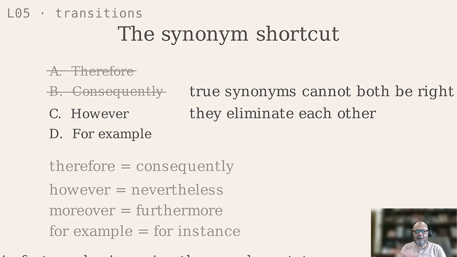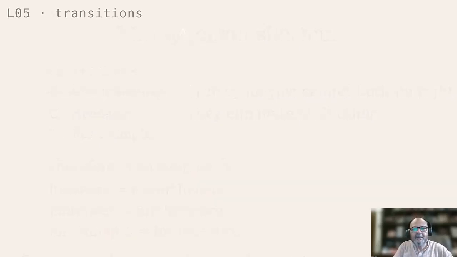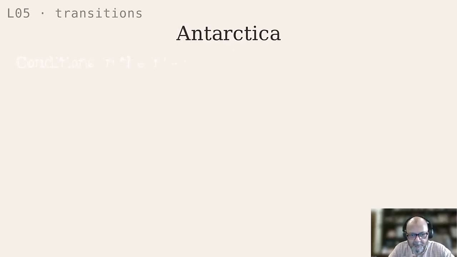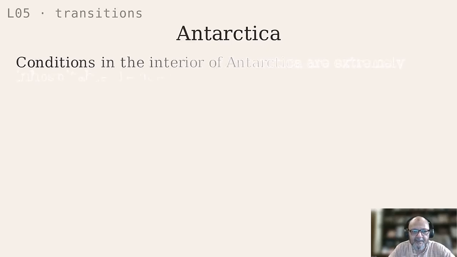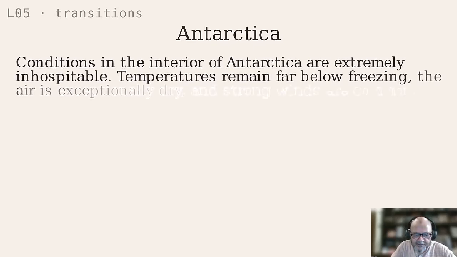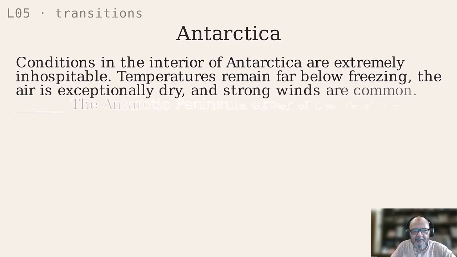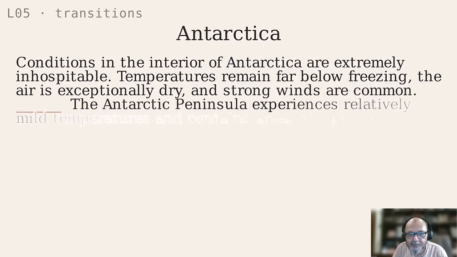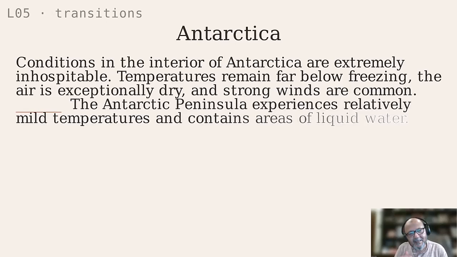Now let us walk through an Antarctica example. Imagine that a passage explains the climate of Antarctica. Conditions in the interior of Antarctica are extremely inhospitable. Temperatures remain far below freezing, the air is exceptionally dry, and strong winds are common. Blank. The Antarctic Peninsula experiences relatively mild temperatures and contains areas of liquid water. First, ignore the blank, all right?